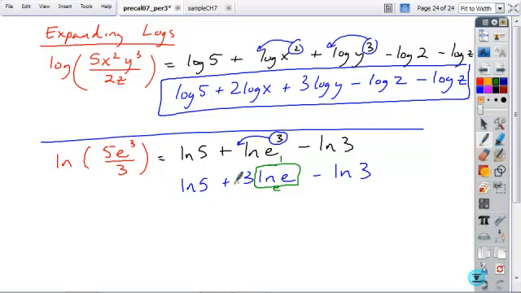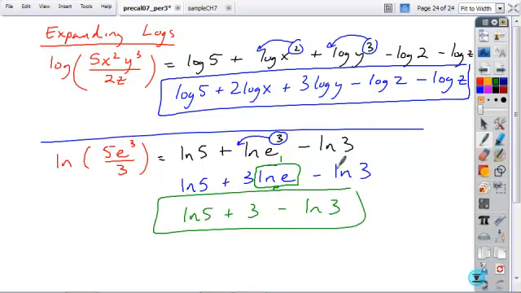So you have ln of 5 plus 3 times 1, so just 3 minus ln of 3. You can leave the order that you write these. Do you have to move those together? You don't necessarily. You can leave them in this order. And in fact, probably the preferred way is just leave it in the order that they appear as you move from left to right across the top, and left to right across the denominator.